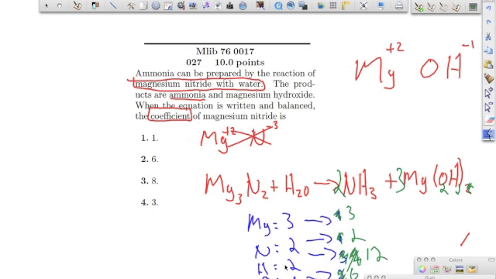So everything's balanced except our hydrogen and our oxygen. To come over here, we need 12 hydrogens. So we put a 6 right there, because 6 times 2 is 12. So now we have 12. It also affects the oxygens, and 1 times 6 is 6. So now everything's balanced, and our coefficients are going to be 1, 6, 2, and 3. Now it's asking us what is the coefficient of magnesium nitride. On this one, we look at it. Magnesium nitride has a coefficient of 1, so 1 would be our correct answer.